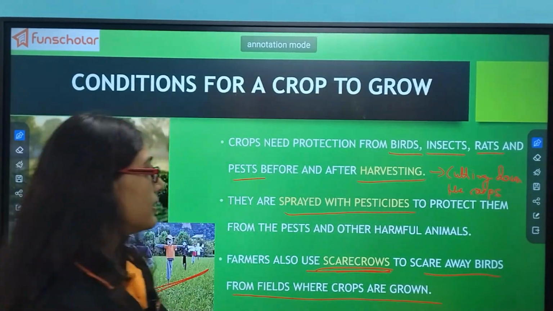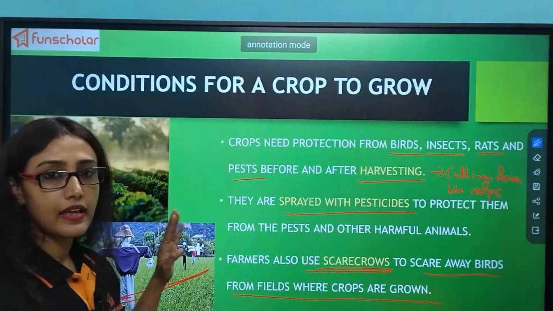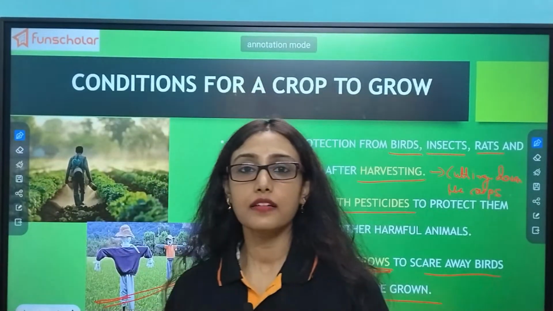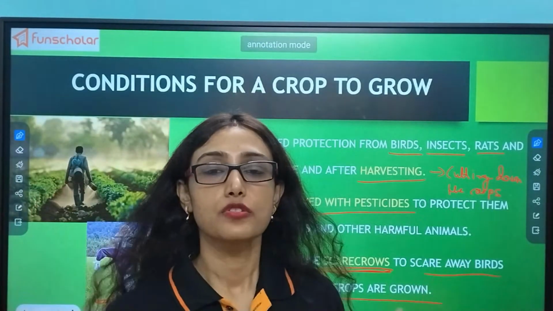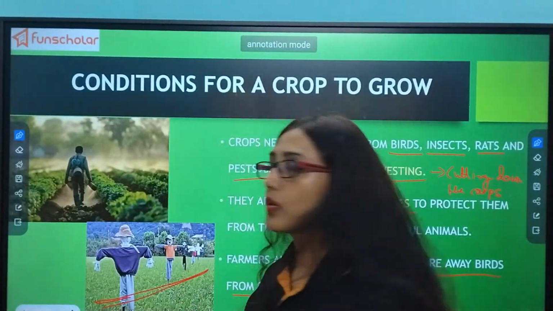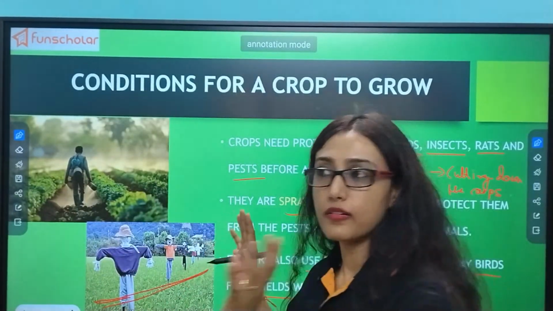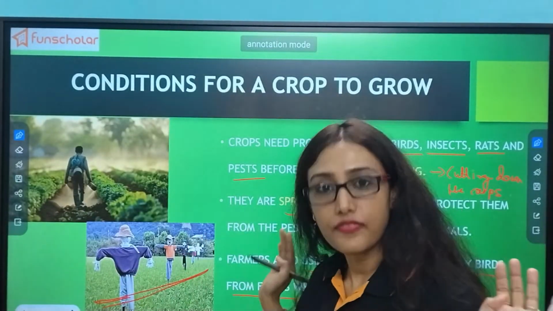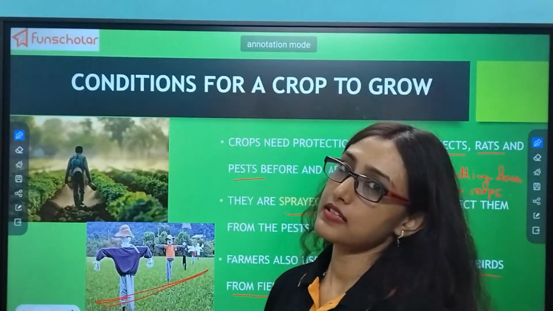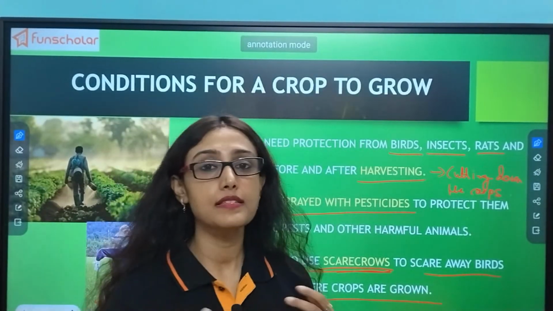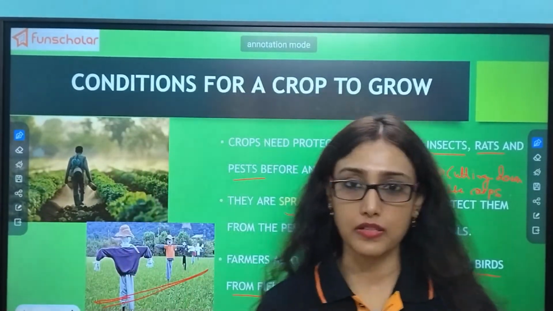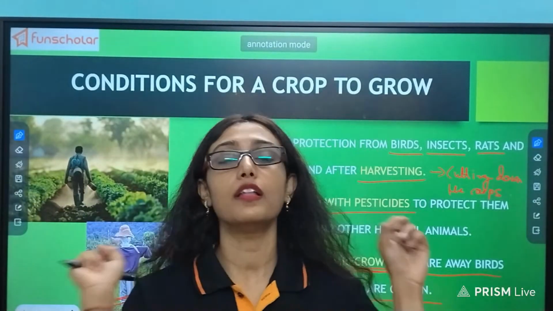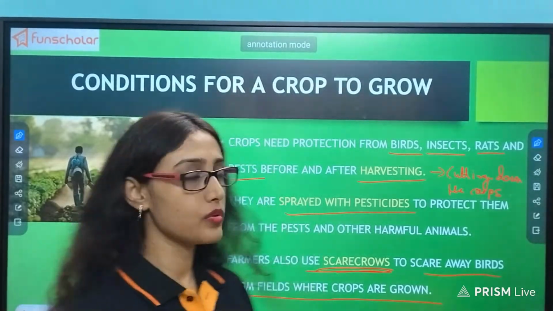Throughout the day, it is not possible for a person to stand in the field and shoo away the birds. So they use scarecrows, which look like a man to the bird. So the bird gets scared and flies off. And that's how the crops are being saved from birds and from other pests. They use a spray called pesticides.